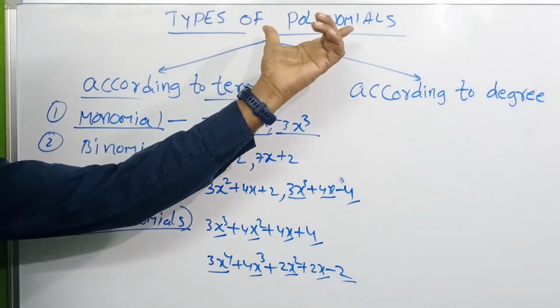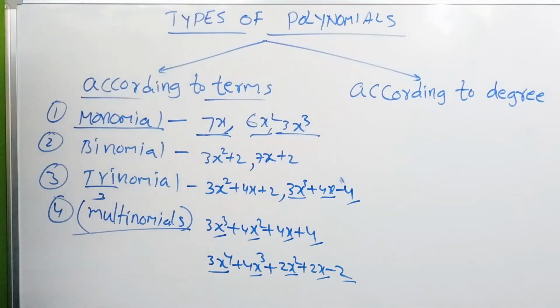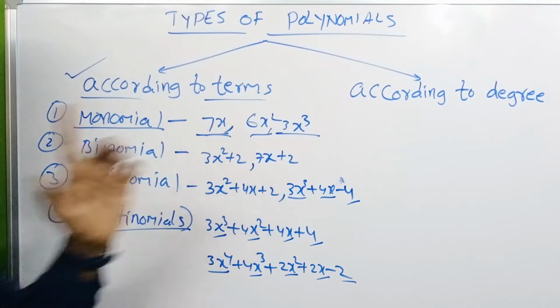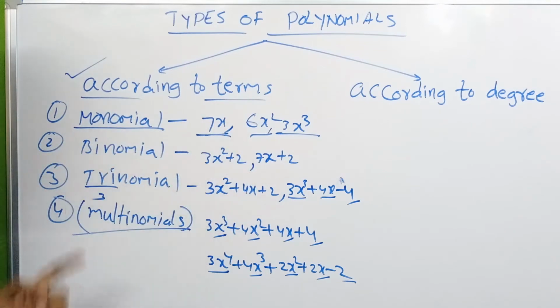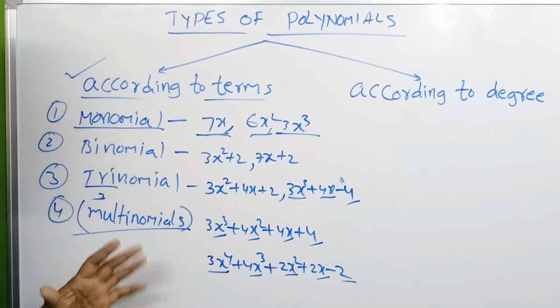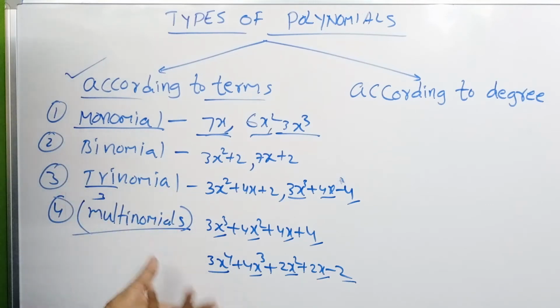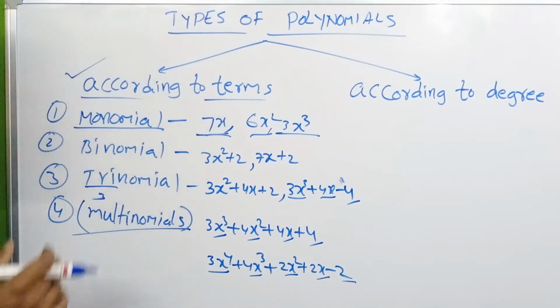So types of polynomials, first differentiation is according to terms. According to terms, polynomials are monomial, binomial, trinomial, multinomial. Having 1 term monomial, having 2 terms binomial, having 3 terms trinomial, and more than 3 terms are called multinomials. So this is the classification according to terms.